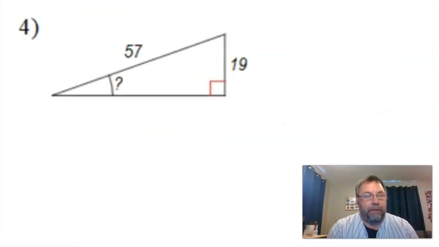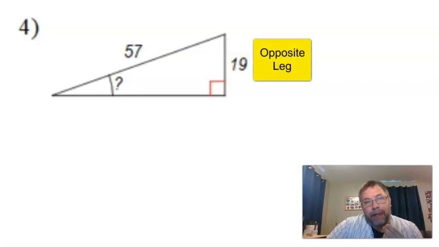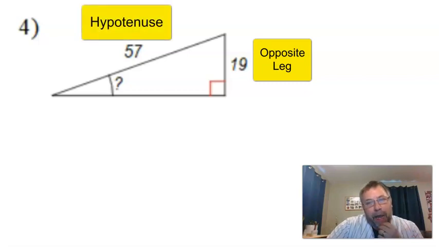Problem number 4. To find the missing angle, I have to figure out, should I be using sine, should I be using cosine, or should I be using tangent? Now, keep that piece of paper next to you where you should have some notes on what sine means, what cosine means, and what tangent means. I look at the 19. 19 is one of my legs. And in this case, it's on the other side of my angle, so 19 is my opposite leg, and 57 is across from the 90-degree angle, so that's my hypotenuse.